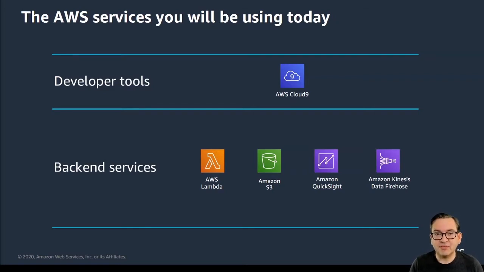Then there's Lambda. Lambda is our on-demand compute service that's the heart of the AWS Serverless portfolio. We've used it quite a lot this week, and we'll continue to use that today as well.